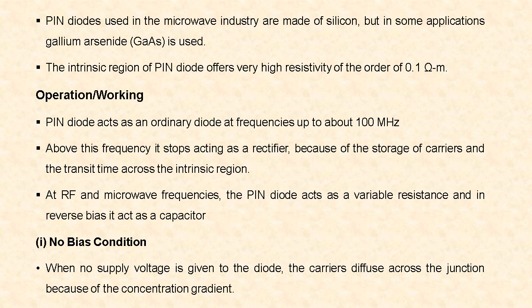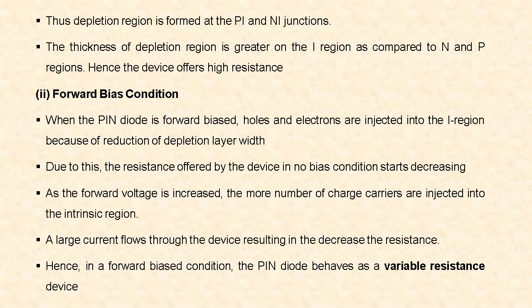First, let us see how the PIN diode works under no bias condition. When no supply voltage is given to the diode, the carriers diffuse across the junction because of the concentration gradient. Because of the diffusion of carriers, depletion region is formed at the P-I and N-I junctions. The thickness of the depletion region is greater on the I region, that is the intrinsic region, because it is lightly or undoped when compared to the N and P regions which are heavily doped. So because of this, the intrinsic region offers very high resistance.